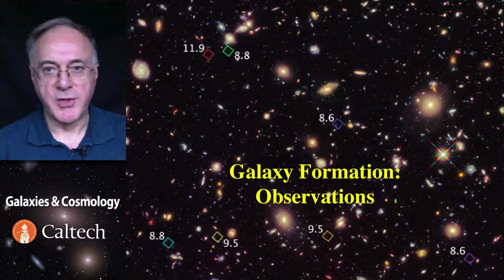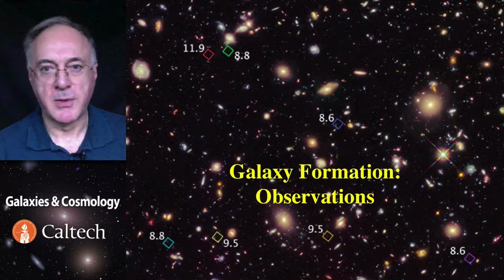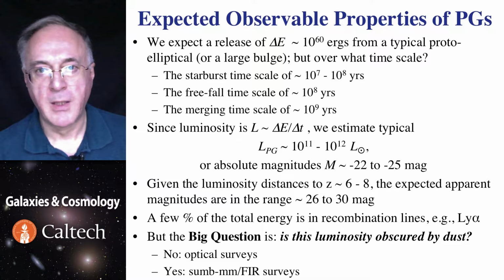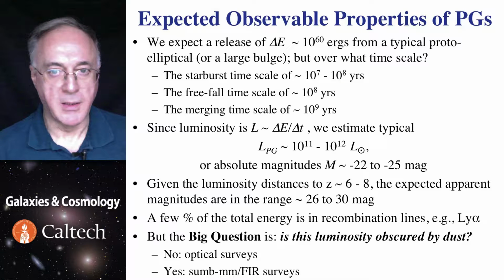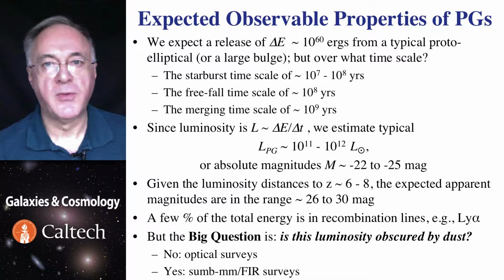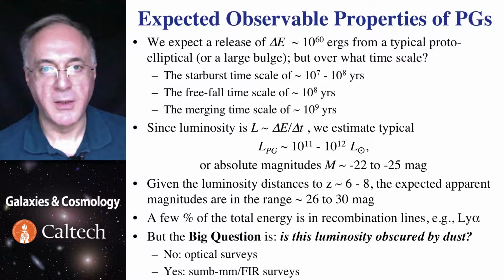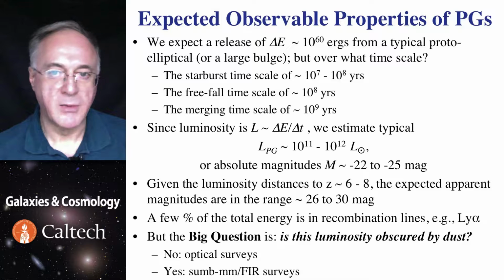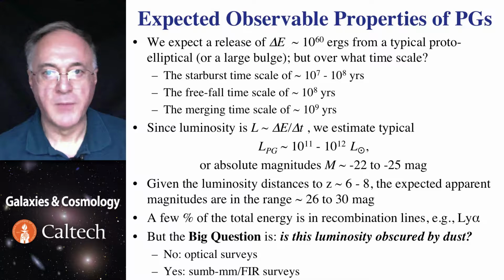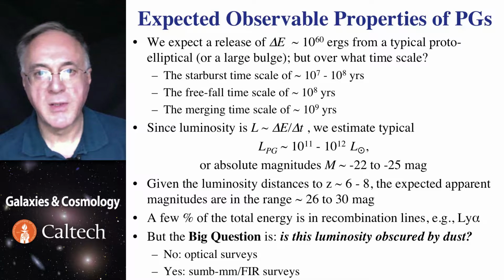We saw what the generic expectations are in terms of observing galaxy formation, but now let's look at the observations themselves. How would we go about it? First, recall that most of the energy from young forming galaxies, say protoellipticals, would come from the conversion of hydrogen into helium in stars, adding up to about 10 to the 60th ergs overall. And the question is then, what is the time interval over which this energy is released?